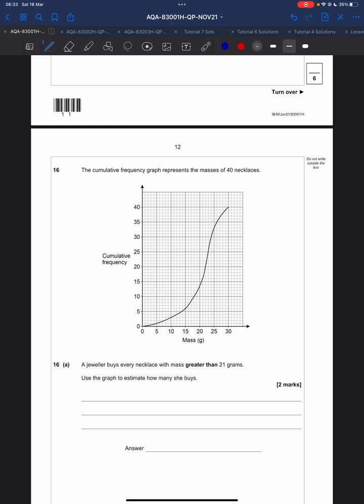The cumulative frequency graph represents the masses of 40 necklaces. So they weigh between 0 and 30, and there's 40 of them. A jeweller buys every necklace with a mass greater than 21 grams. How many does she buy? So if we go on to here, look, 21 is there, because 20, 1, 2, 3, 4, 5.